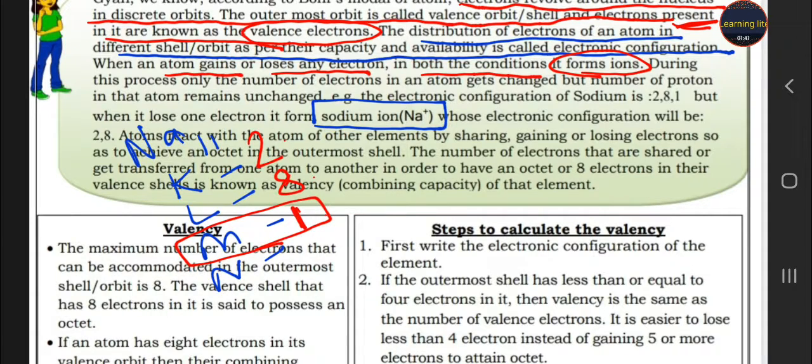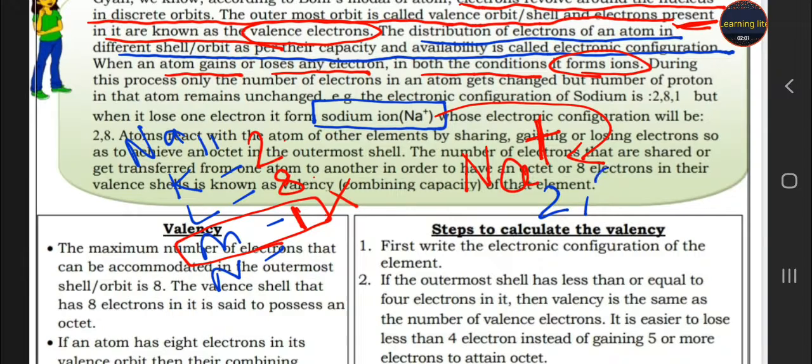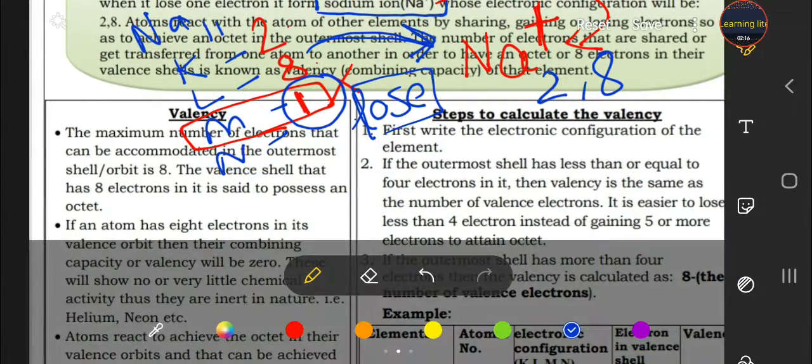So its valency is 1, and it means sodium easily loses that 1 electron, and whenever any atom loses an electron, it attains a positive charge. So this is our sodium ion. And what is the electronic configuration here? 2, 8, because the last one electron is lost. So in this way we form the sodium ion. Okay, student.